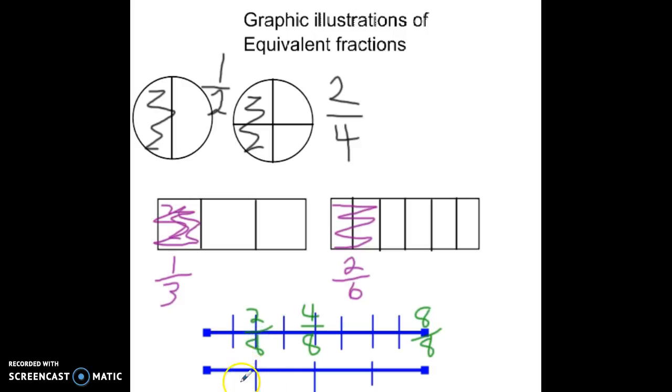And here I've divided into 4 pieces, so I've got 1, 2, 3, 4. This one would be, let me get a different color for that for a second. This right here, since it's in fourths, would be 1/4.